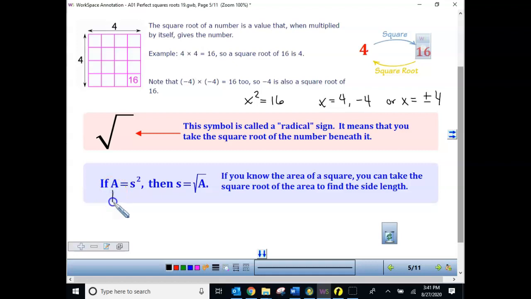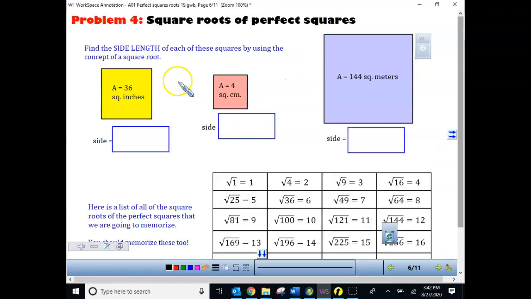So a lot of times I like to have students write in their notes that if the area is equal to our side squared, or we could say side times side, then the side is equal to the square root of our area. That might help you as you're writing that in your notes. So now, again, if you need to pause it or go back and look at something, please do so.